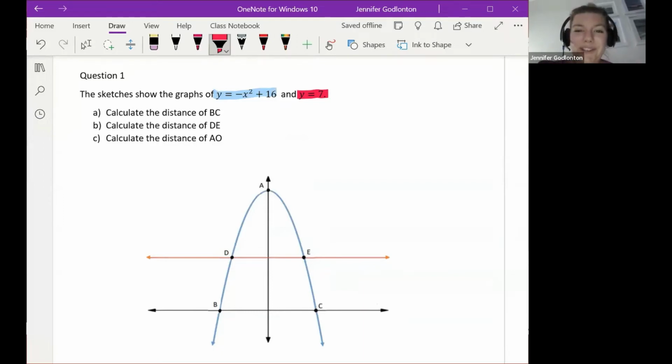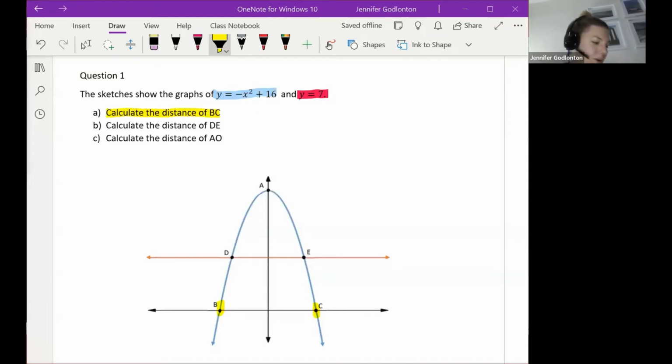So the first question here is calculate the distance of BC. So this is B and that is C. Can someone give me a suggestion on how we would calculate the distance of BC? You don't have to tell me the whole thing, you don't have to get into the maths of it, but tell me what you can notice that would be helpful, that we could do.